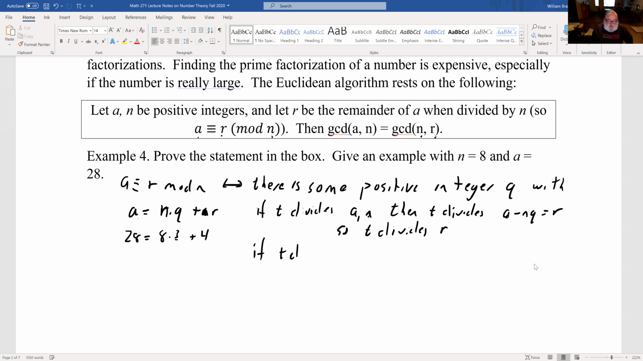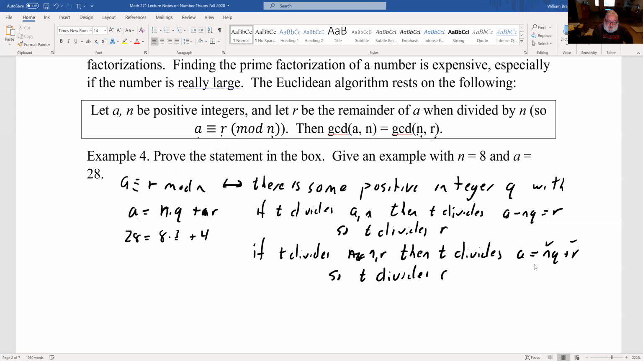We can do the same thing really now by saying, suppose we look at n and r, then t divides a, which is n times q plus r, right? Because t divides this and t divides that. So t divides a. And what's the upshot then? Any number that divides a and n also divides r and also n. Any number that divides n and r divides a and also n.